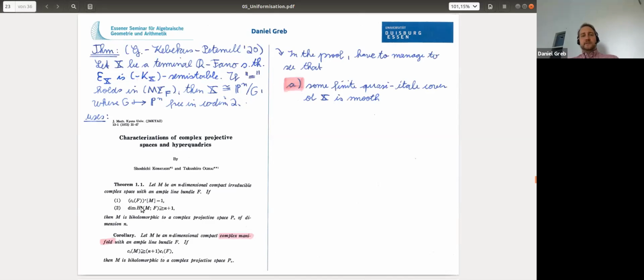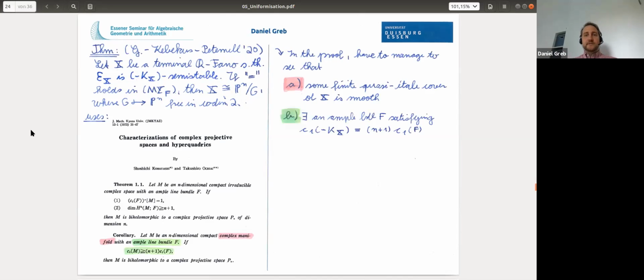So in the proof, this means we're using this corollary. We have to arrange for two things. We have to manage to see that some finite quasi-étale cover of X is smooth, because in the end, my X should be Pn mod G. So this means I have to find this quasi-étale cover, and then on this quasi-étale cover, I want to prove that it is Pn. And I have to find this ample bundle on X, or rather on this quasi-étale cover, satisfying this divisibility. So that c1 of minus K_X hat is equal to n+1 times c1(F).